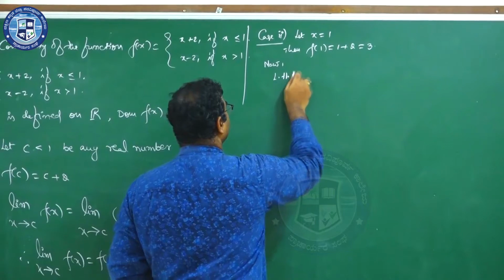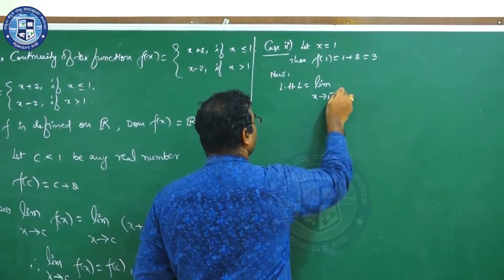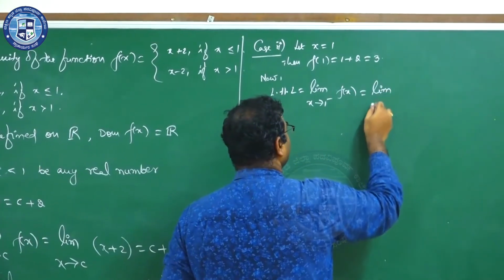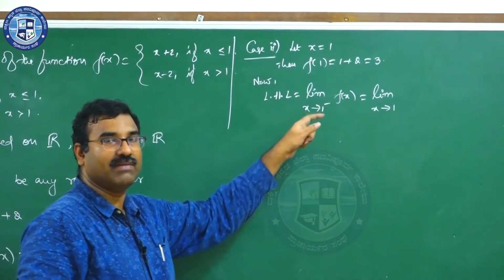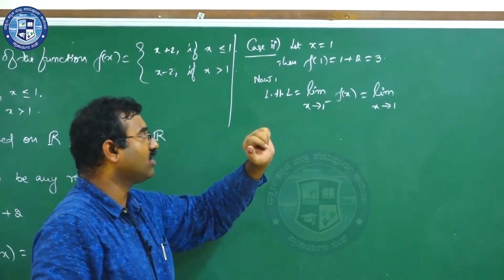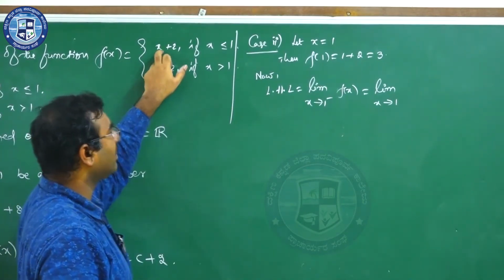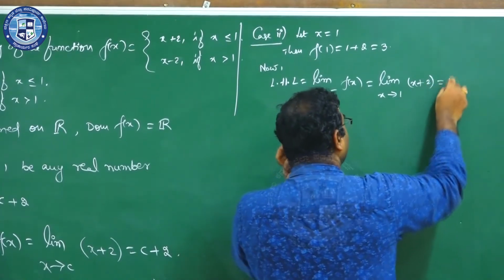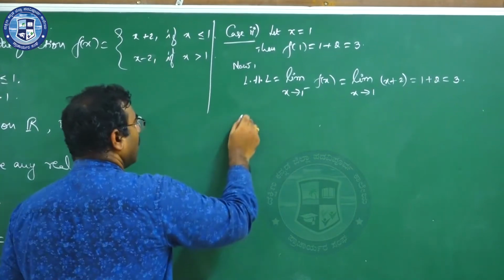LHL, limit x tends to 1 minus f of x, which is equal to limit x tends to 1 minus. That means x is coming close to 1 from the left side. That means the function you have to take is x plus 2. So you are getting 1 plus 2, which is equal to 3.